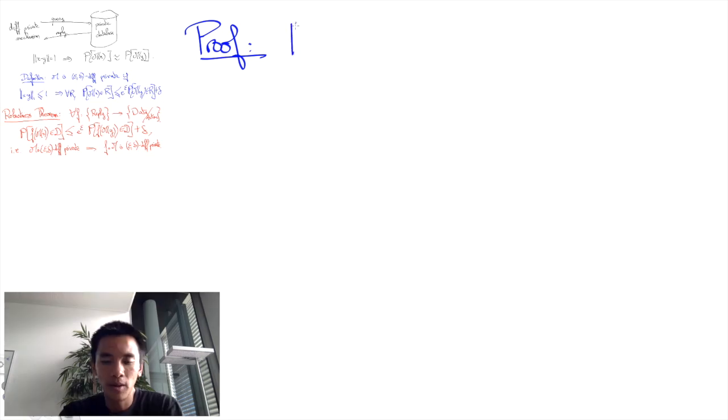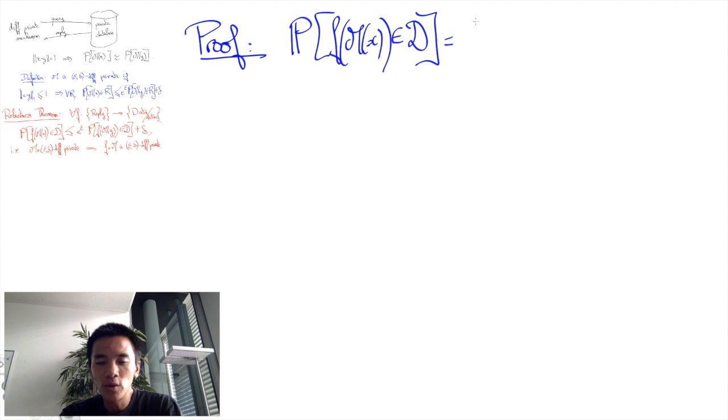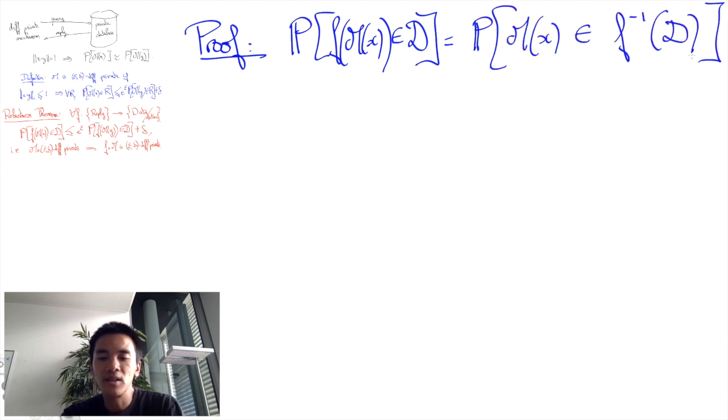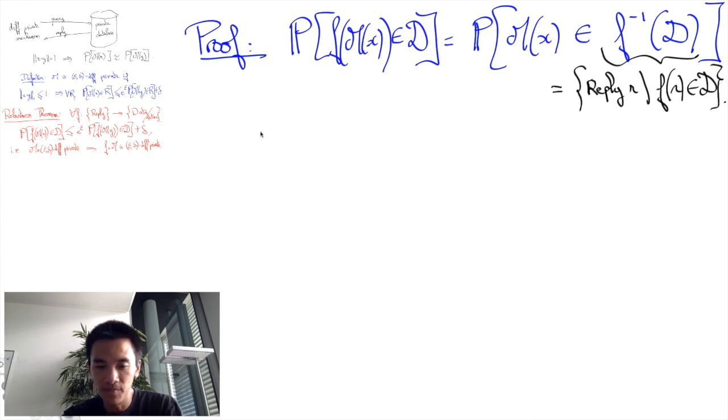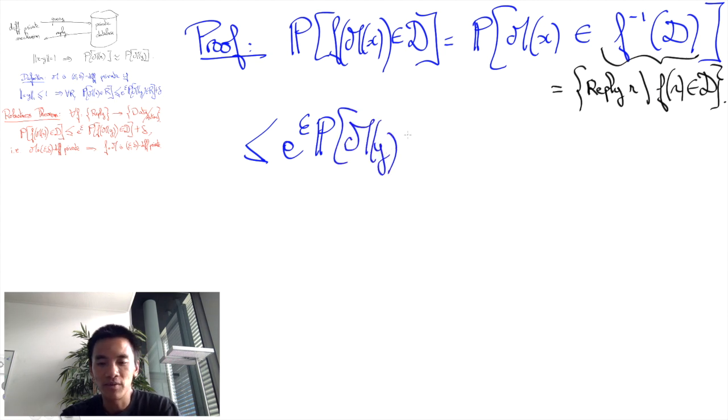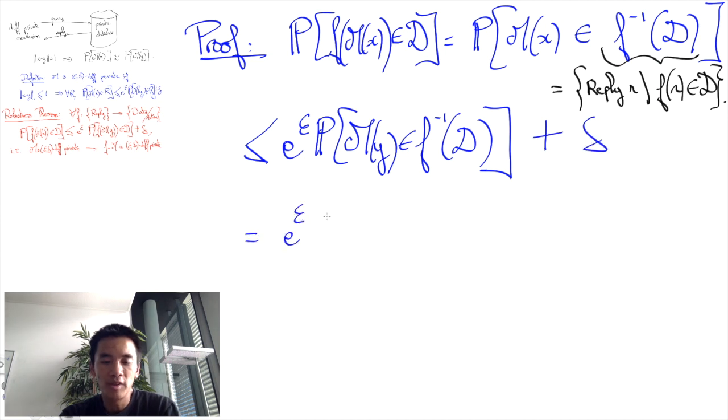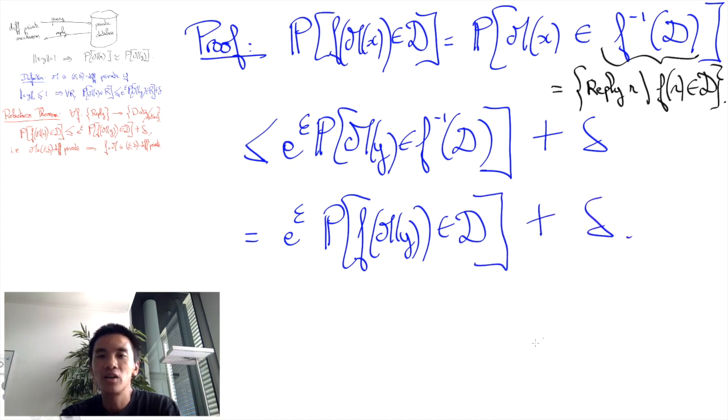We have the probability that f of M of X is in D is equal to the probability that M of X is in f minus 1 of D, that is the subset of responses R such that f of R belongs to D. And this is at most, by differential privacy of M, e to the epsilon times the probability that M of Y is in f minus 1 of D plus delta, and this is equal to e to the epsilon times the probability that f of M of Y is in D plus delta. QED.